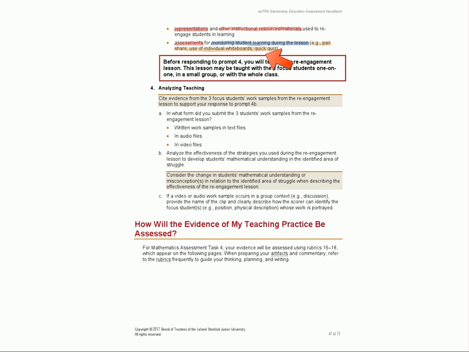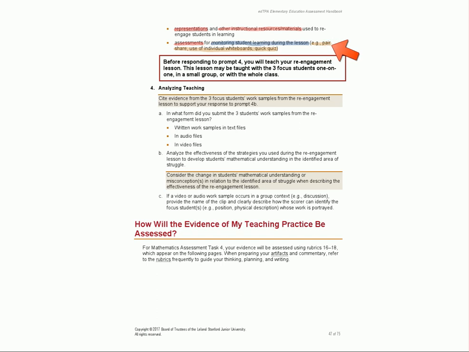Now there's a key piece here. It's not an assessment that's just at the end of your re-engagement lesson. It says for monitoring student learning during the lesson. So in your lesson planning, set out certain points where you're checking for understanding. This may be a question that's put out there. It could be some kind of gauge for understanding, thumbs up, thumbs down. It could be a short response, a quiz in the middle, something simple. And you can see the examples they set out here. So this is monitoring student learning during the lesson, not just at the end of the lesson.